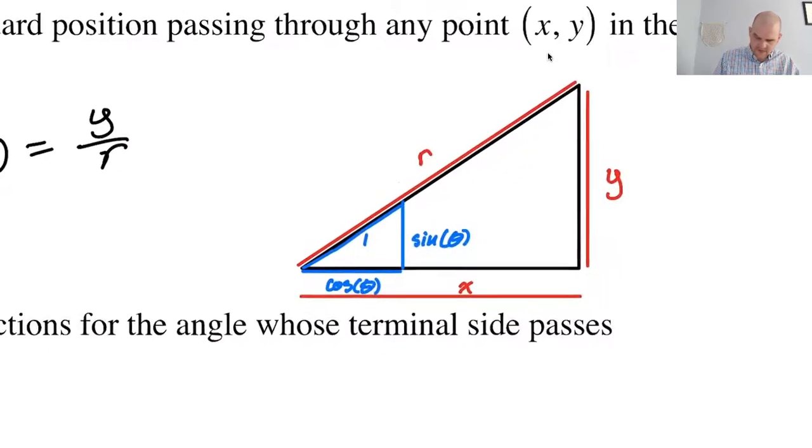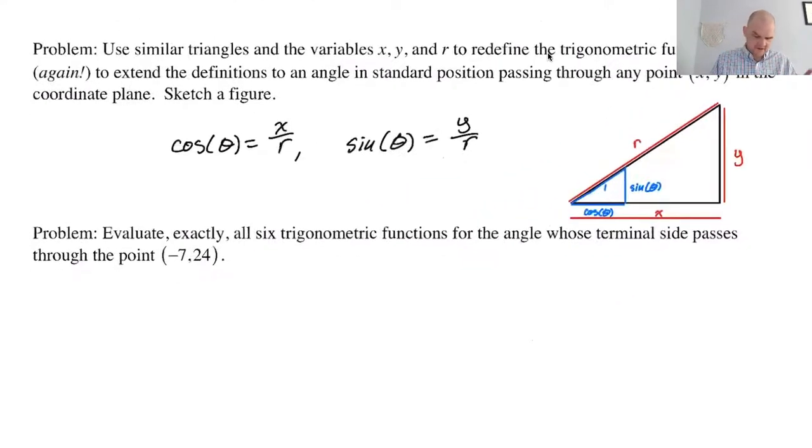Y, right? So you can see by similar triangles that y over x is going to be sine over cosine. Y over r is going to be sine over 1, so sine is y over r. X over r is going to be cosine over 1, so cosine is x over r. If you want to use similar triangles, that's what you do.